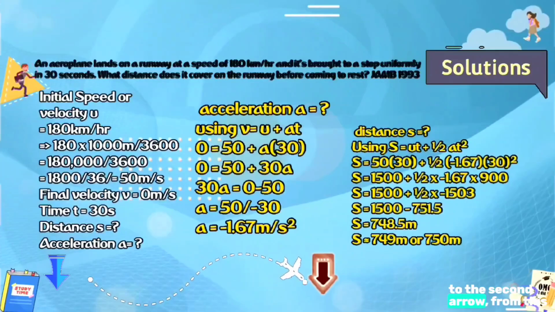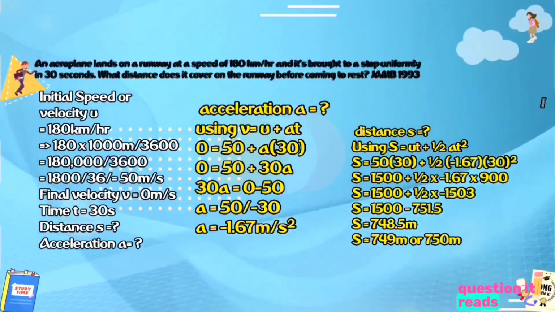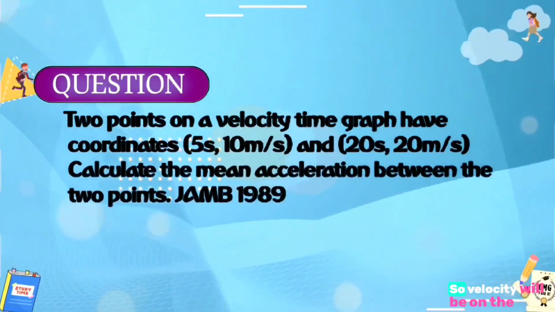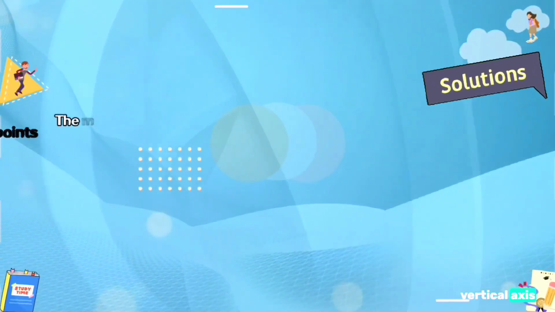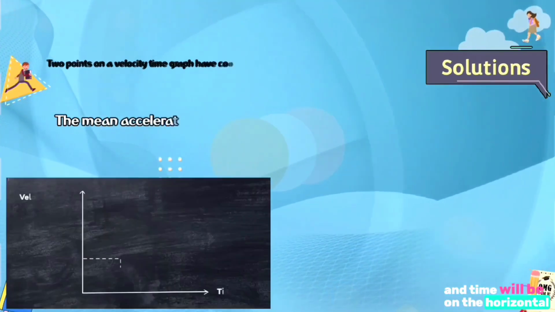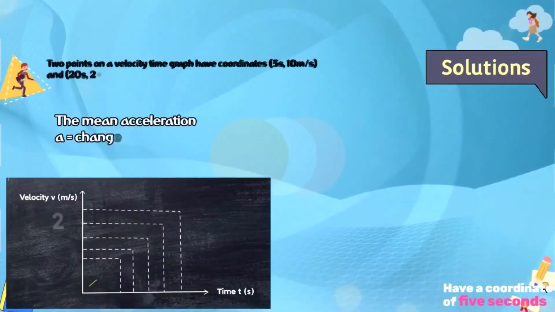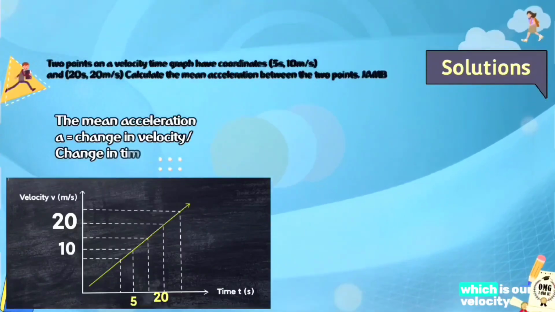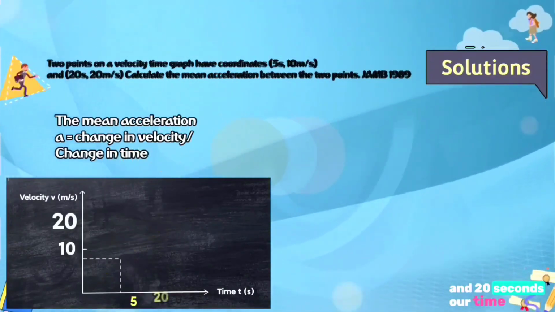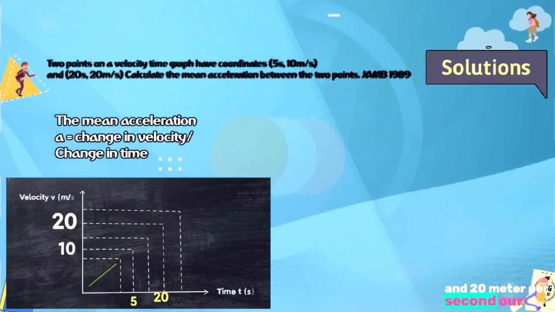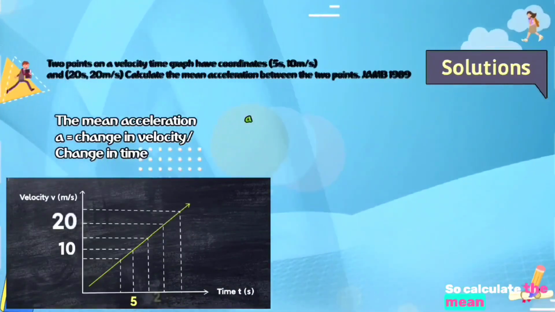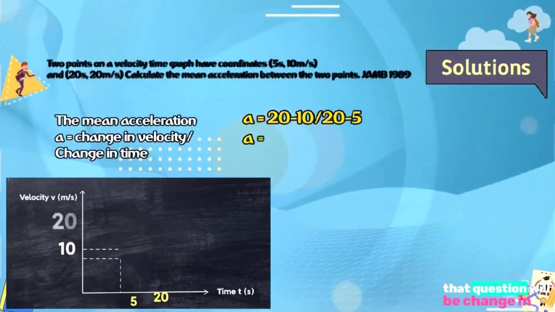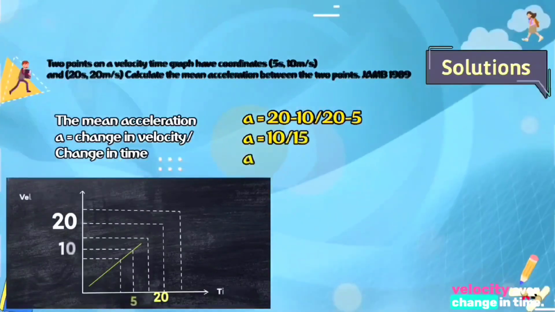From this question, it reads that 2 points on a velocity time graph. So velocity will be on the vertical axis and time will be on the horizontal axis. So we have a coordinate of 5 seconds, which is our time, 10 meters per second, which is our velocity, and 20 seconds, our time, and 20 meters per second, our velocity. So calculate the mean acceleration between the 2 points. So the mean acceleration from that question will be change in velocity over change in time.